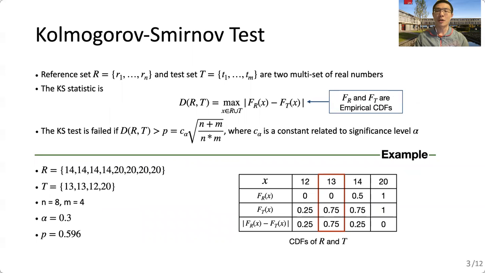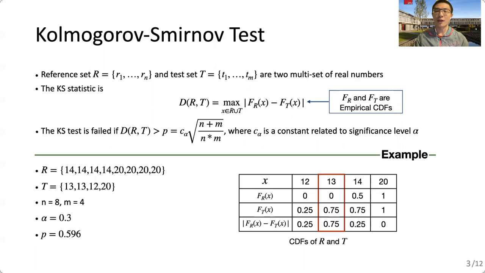Let's have a quick review of the KS test. Denoted by R and T, the reference set and the test set are multi-sets of real numbers. The null hypothesis is that R and T are sampled from the same probability distribution. The KS statistic is defined as the largest difference between the cumulative distribution functions of the two sets. If the KS statistic is larger than a threshold P, the KS test is failed, and thus the null hypothesis is rejected. Here is a toy example.